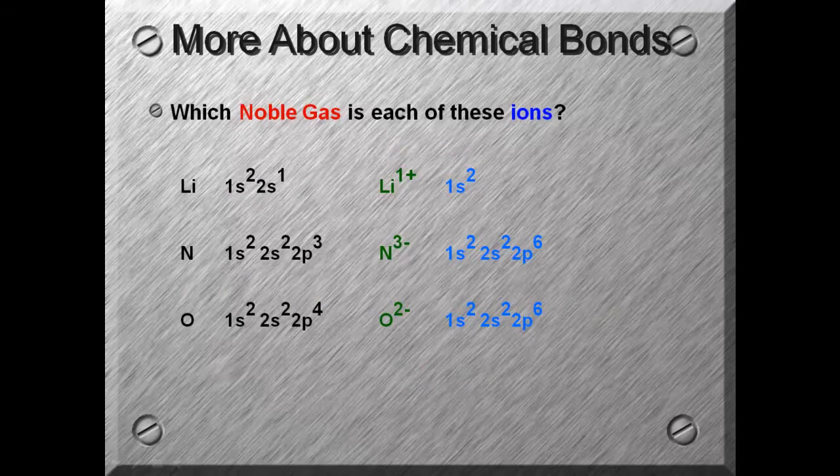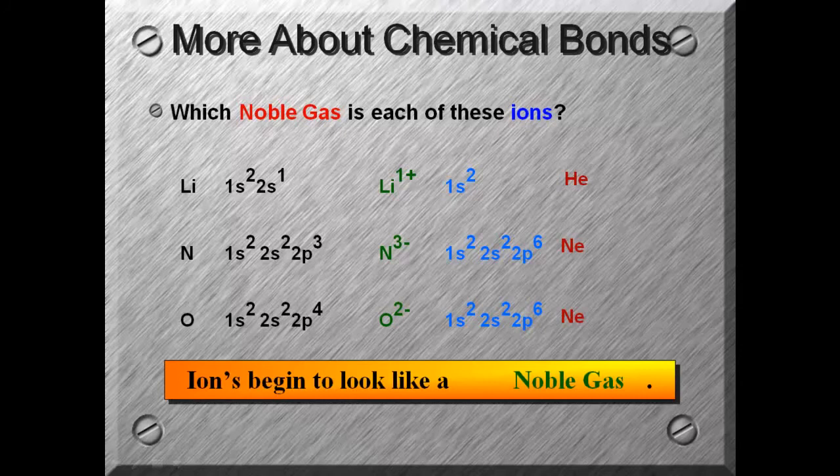So take a look at lithium. When lithium loses its 2s1 electron and becomes a plus 1 ion, it has the electron configuration of 1s2. This is the same electron configuration as helium. Nitrogen will gain 3 electrons. When it gains 3 electrons, it becomes a negative 3 ion. Therefore, it has a 2s2, 2p6 outer energy level, which is the same as neon. Oxygen has a negative 2 when it becomes an ion, and that electron configuration is the same as neon.